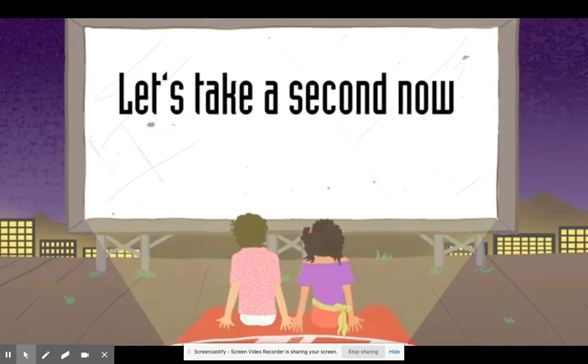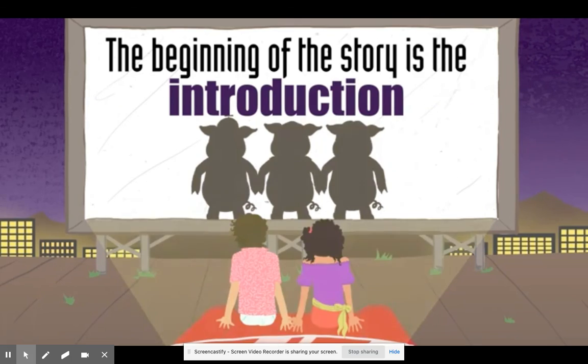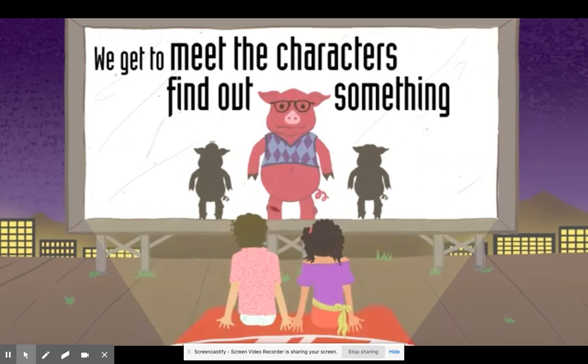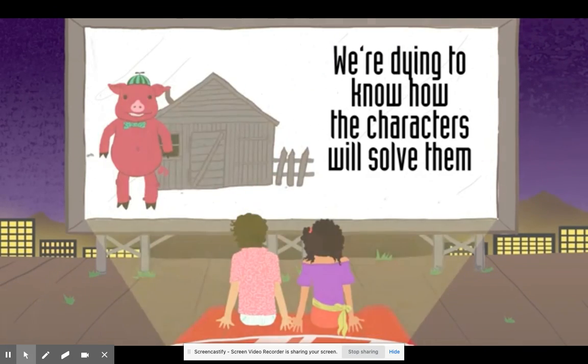Let's take a second now to focus on plot. You want to learn to tell a cool story or not? The beginning of the story is the introduction. We get to meet the characters, find out something about the main conflict or main problem. We're dying to know how the characters will solve them.